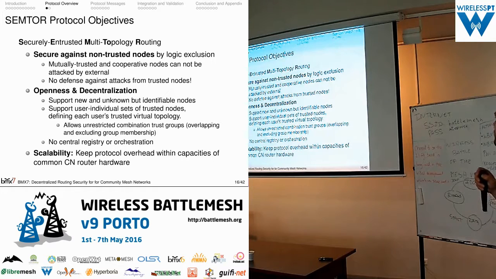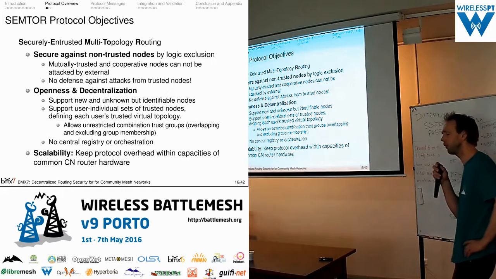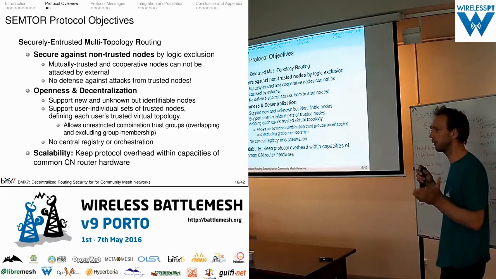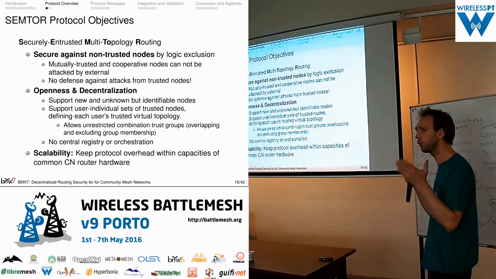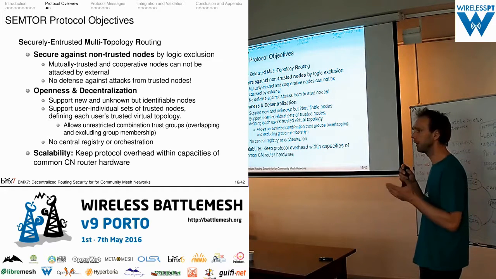Yeah, the first sentence, mutually trusted and cooperative nodes cannot be attacked by externals, is what we had in the first slides with our friends. We had these 4 friends which created their own network. They mutually trust each other, and the objective is that these friends cannot be attacked by externals.